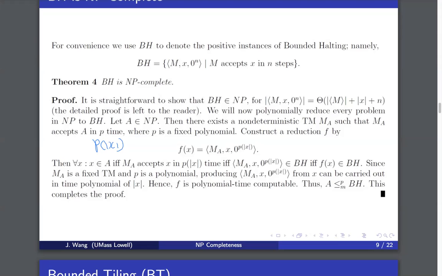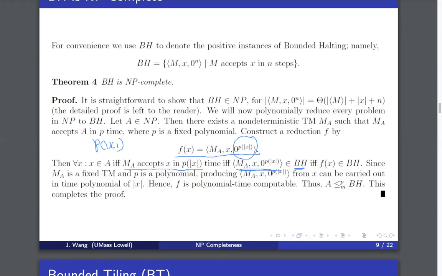Then the reduction is just this. Compared to the reduction we talked about earlier, what we did here is just add this component, 0 to the P of length of x. It is a reduction because for any x, x is in A, by definition, if and only if MA accepts x in P of length of x steps. Then, by definition, putting these three things together is in BH. So it is a reduction. Hence, BH is NP complete.